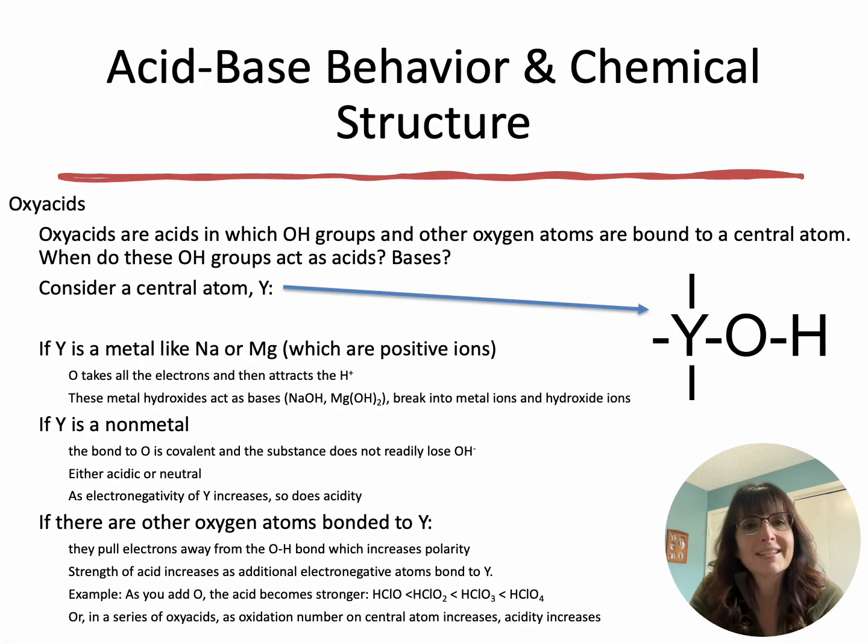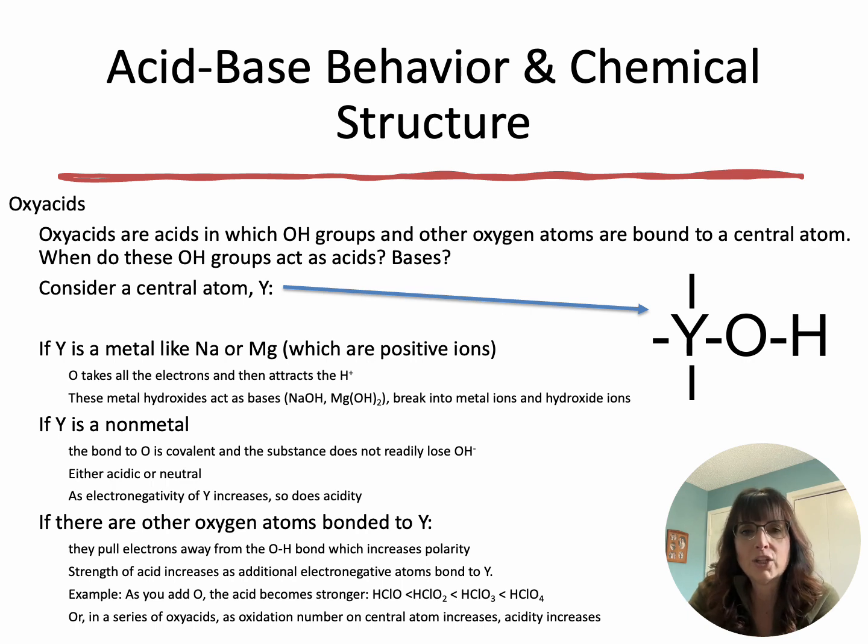Let's continue our discussion of chemical structure and whether or not it behaves as an acid or a base. Well, we have something called an oxyacid, and that's where we have OH groups, maybe other oxygen atoms bound to a central atom. Do they act as acids, bases? Well, it really depends what's going on.